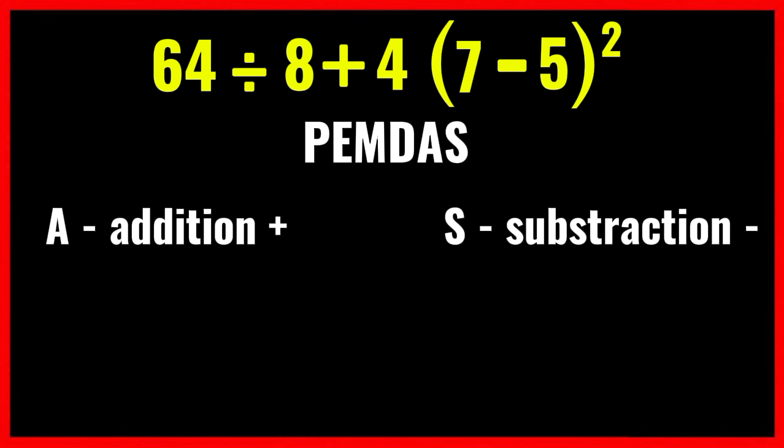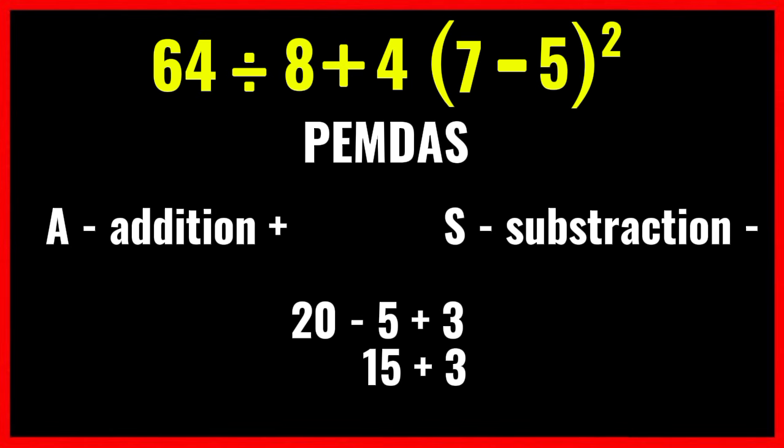These also have equal priority. You solve them from left to right. For example, 20 minus 5 plus 3. First, 20 minus 5 equals 15. Then 15 plus 3 equals 18. You do not do the addition first.